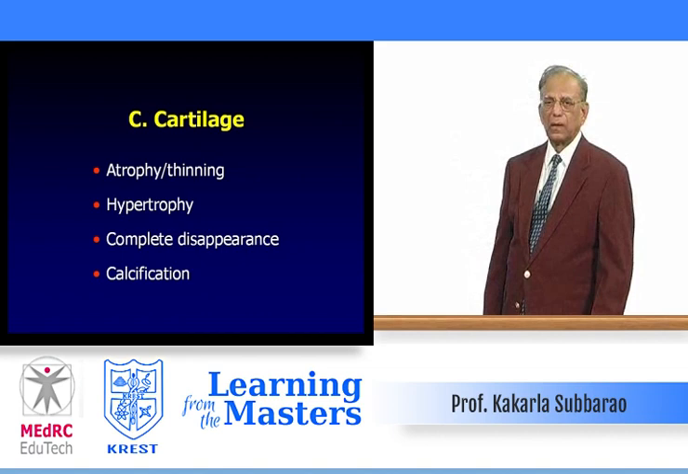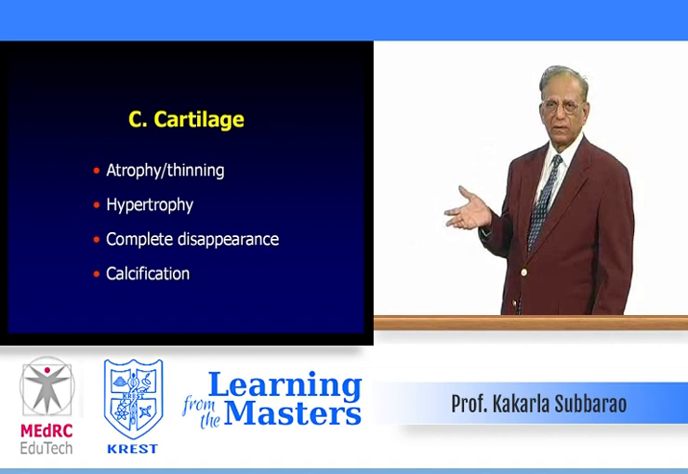Now, third is ABC, cartilage. It could be atrophied or thinned out, or hypertrophied, or complete disappearance, disorganization such as in neuroarthropathy, or it may calcify.